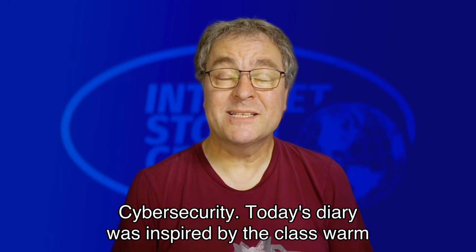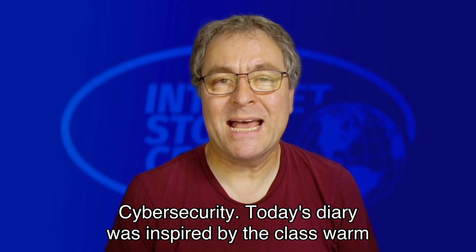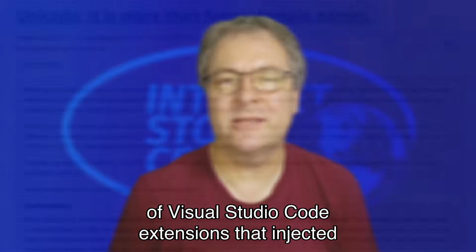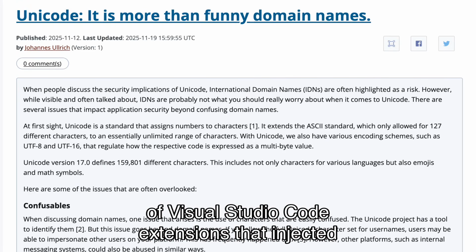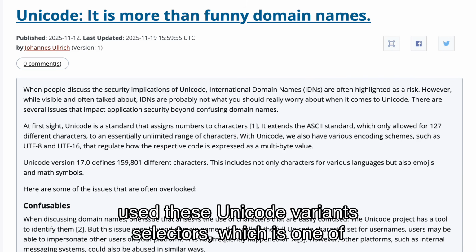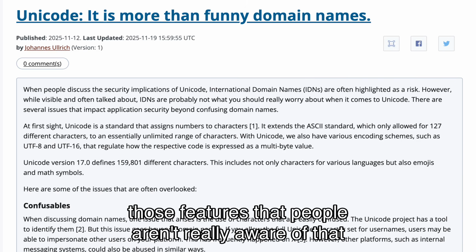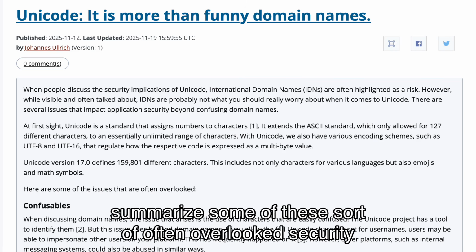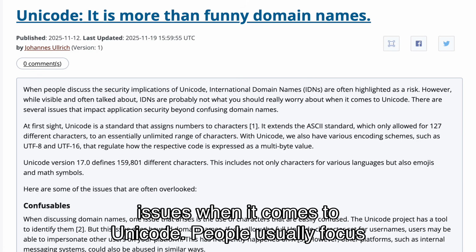Today's diary was inspired by the Classworm malware that we had a couple of weeks ago. This was a set of Visual Studio Code extensions that injected malware, and the malware was sort of invisible because it used these Unicode variation selectors, which is one of those features that people aren't really aware even exists in Unicode. And with that, I wanted to summarize some of these often overlooked security issues when it comes to Unicode.